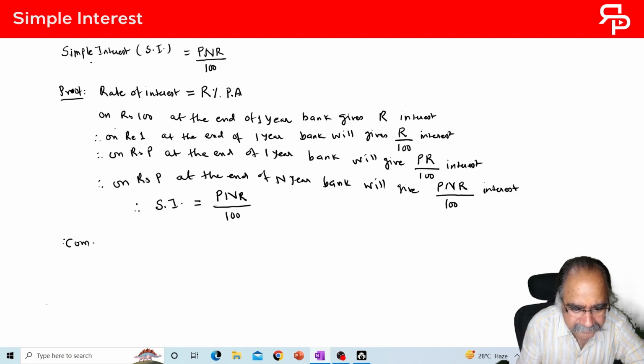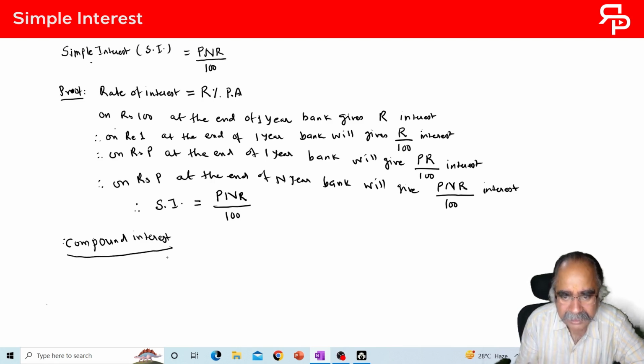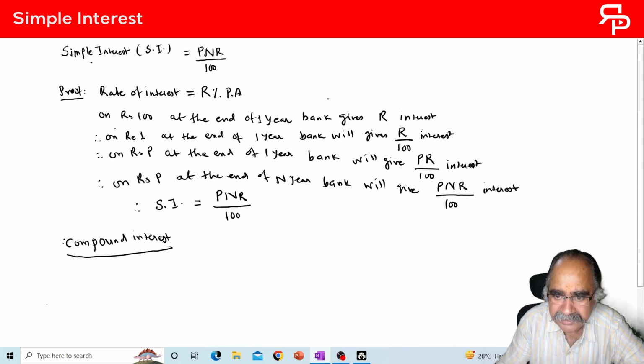Compound interest. Now here you will be observing accumulated value. Whatever formula we calculate, that is for the accumulated value.